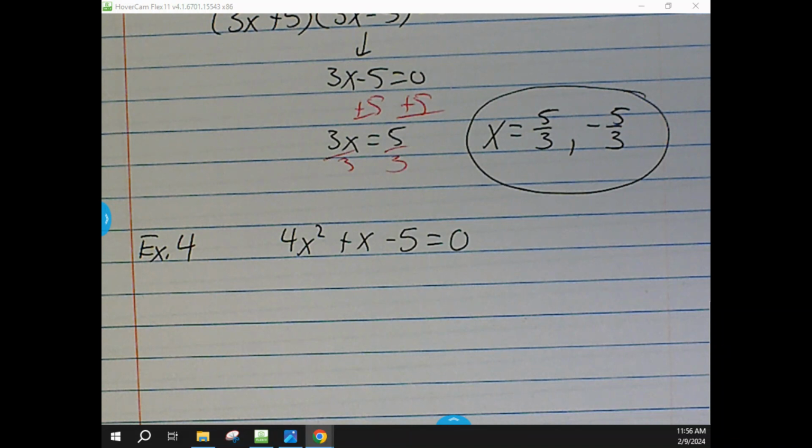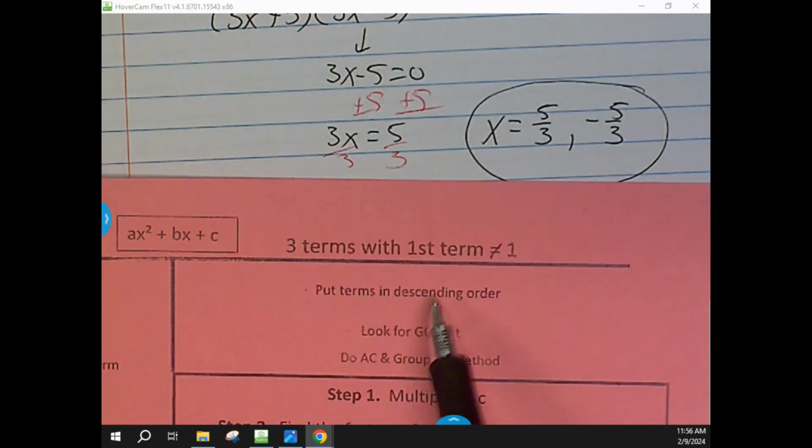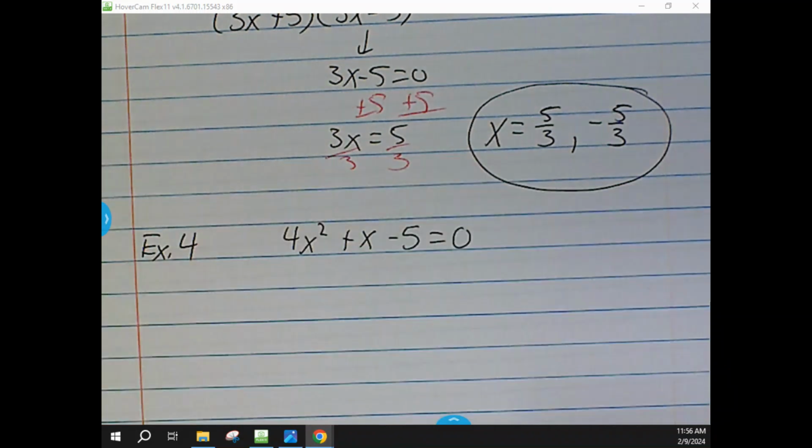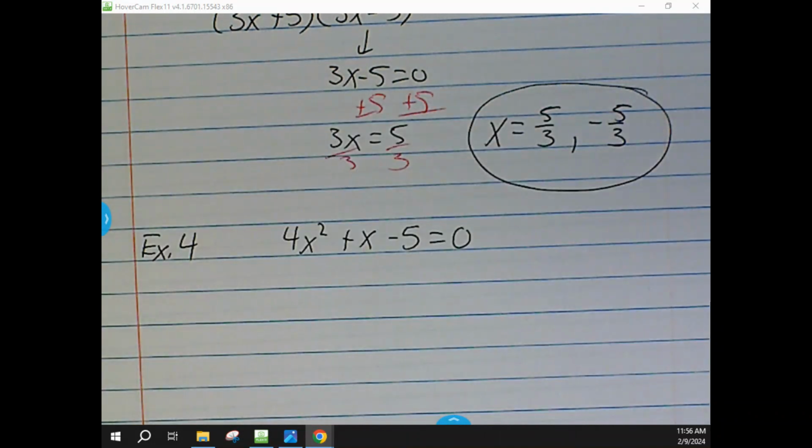All right, example 4. Again, if you look at it, we've got 3 terms. So for this one, the first term is not 1, it's 4. So that puts us here. There's not a greatest common factor because the numbers are 4, 1, and negative 5. So we've got nothing there. So we're going to do the AC and the grouping method for this one.